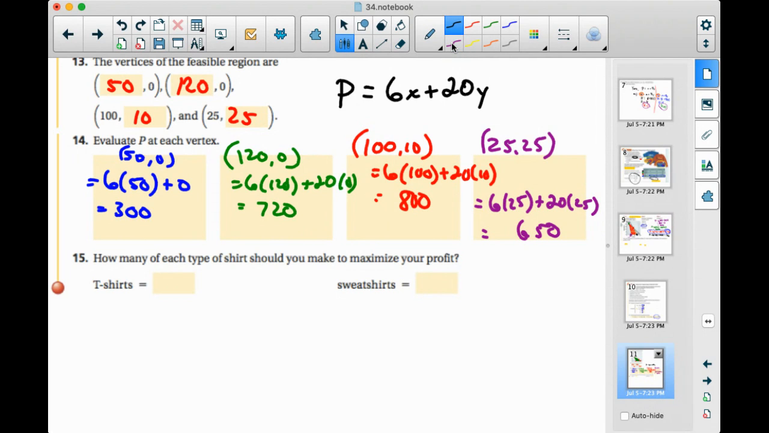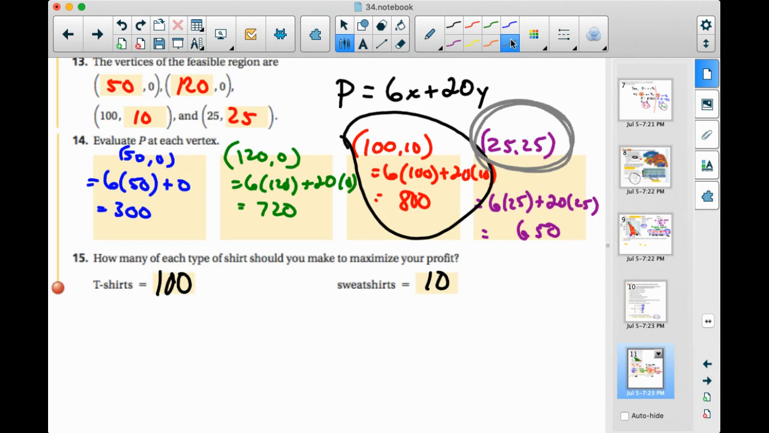All right, where's our max? Our max is right here. So how many of each type of shirt can you make to maximize the profit? T-shirts, I should make 100. And sweatshirts, I should make 10. You may have thought from looking at this that it makes sense to do 25 of each.